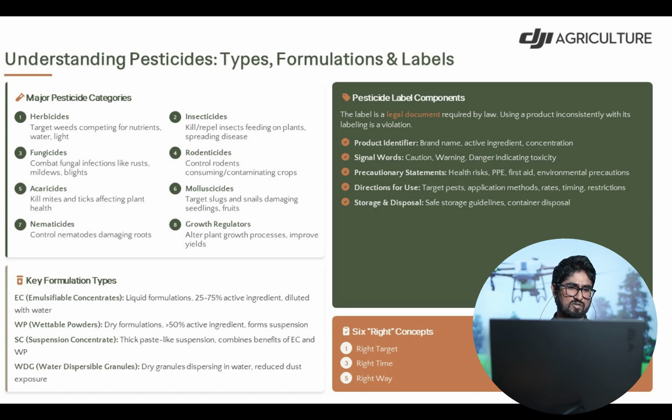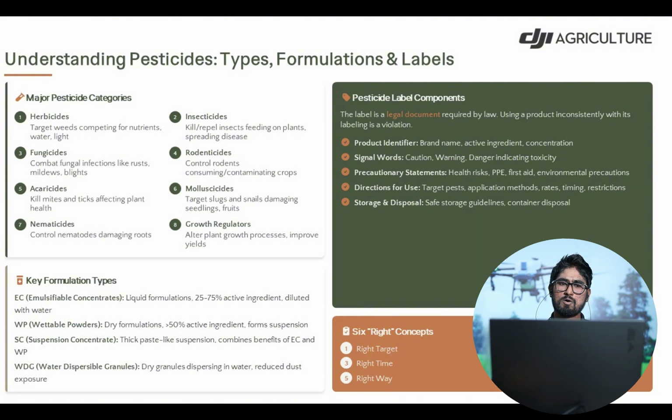And there are acaricides also, which kill mites and ticks affecting plant health. So we can use molluscicides to control slug and snail populations. Nematicides are used to control nematodes in fruits. And also we can use growth regulators to get some improvements in metabolic activities in plants.